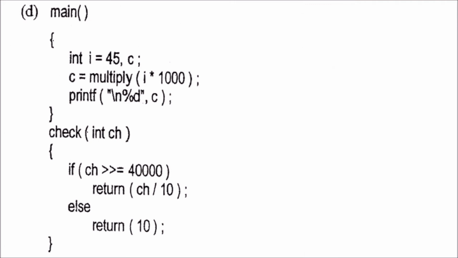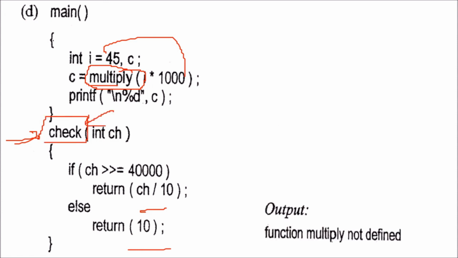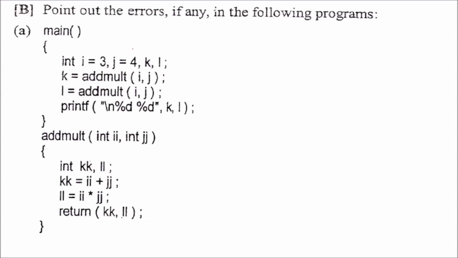Next is 45. We are sending it to multiply I into 1000 and we are trying to evaluate some value with respect to this function. But the problem here is there is a multiply function which we have called, but there is no definition of multiply. So there will be a problem because function multiply is not defined. We have to find out the error.